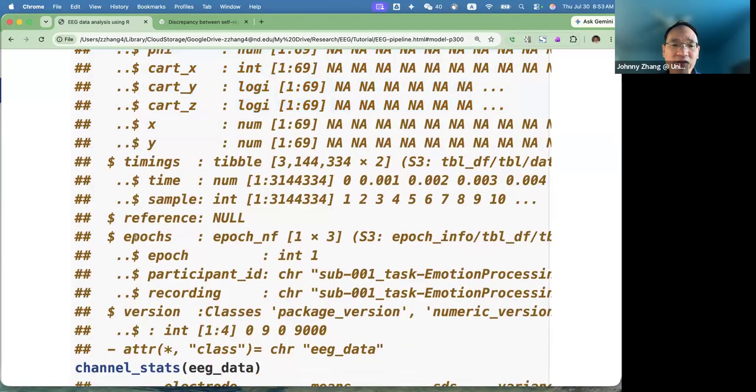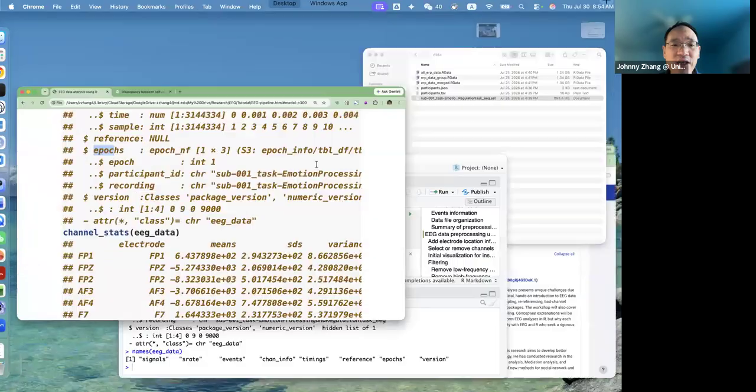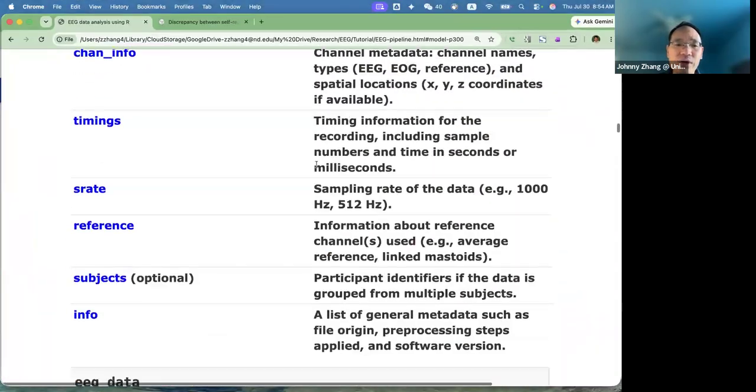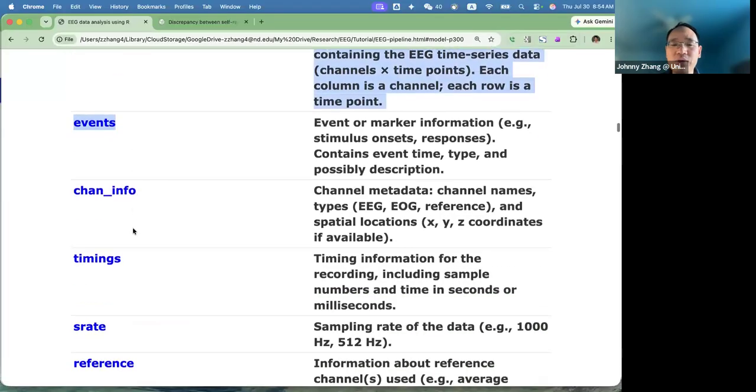We also have epochs information, because we don't have real epochs yet. So this gives you very basic information. The whole data set is viewed as one epoch. So this is the basic data structure of this EEG data. I list the basic information here.